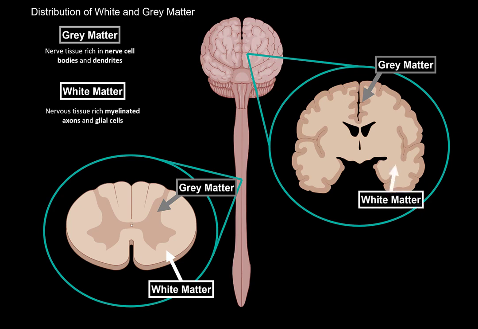Everywhere else is going to be white matter. So gray matter: cell bodies and dendrites. White matter: myelinated axons. Cool. Now, here is something you'll see a lot when you study the central nervous system anatomy.